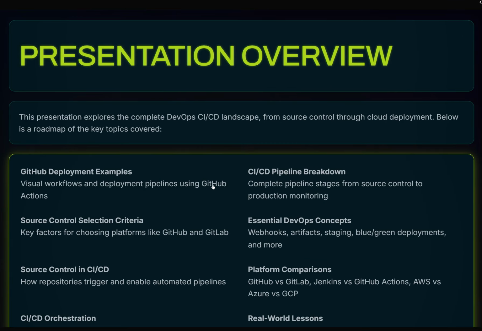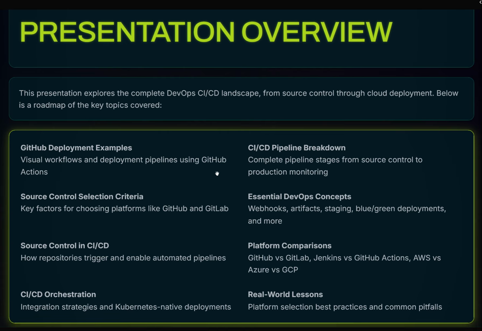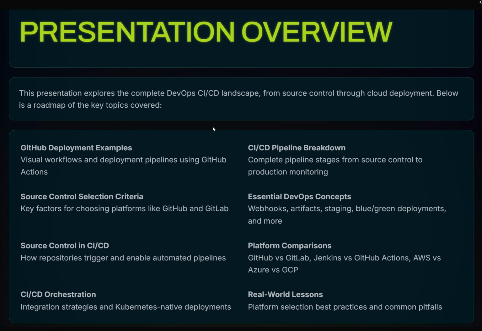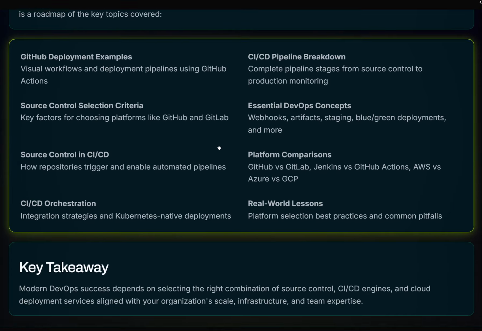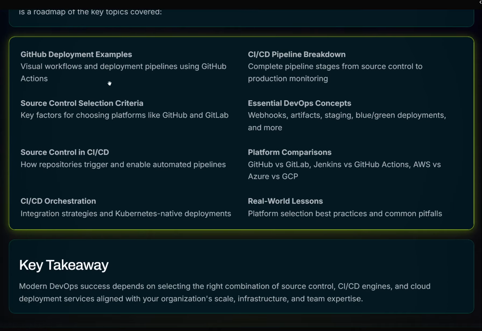We're going to have a look at these different topics. The presentation explores the complete DevOps landscape from source control through cloud deployment. Below is a roadmap of key topics covered. We're going to look into some visual workflows, deploying pipelines using GitHub Actions, and complete pipeline stages from source control to production monitoring, and then we'll have a look at source control selection criteria.